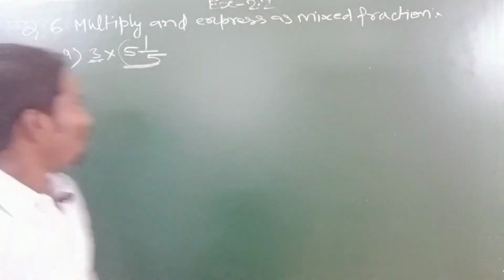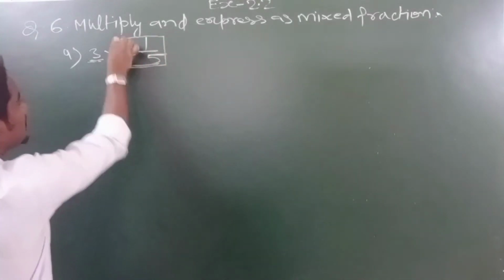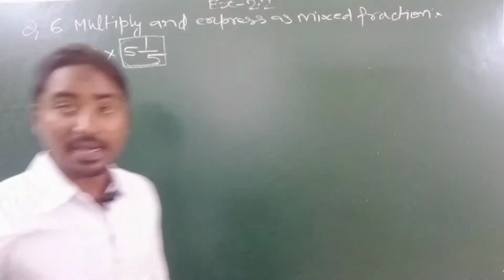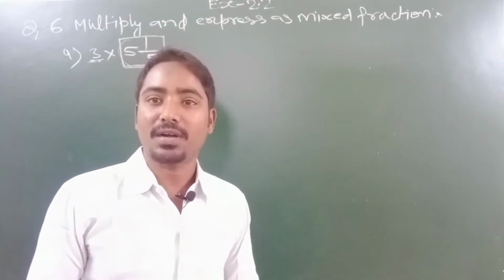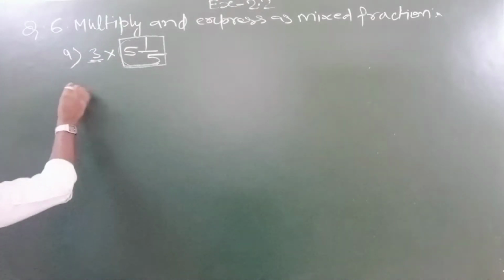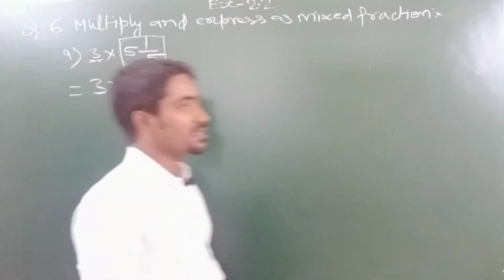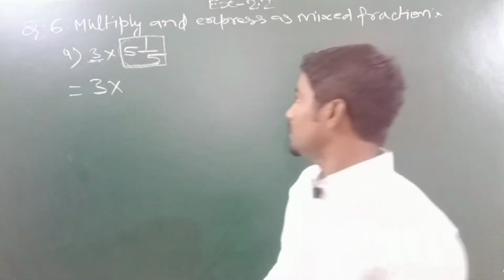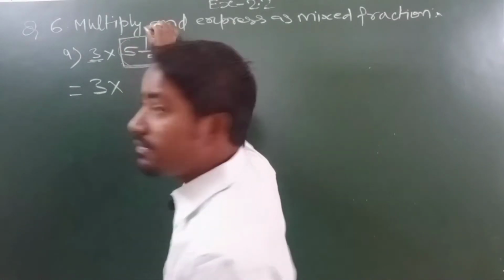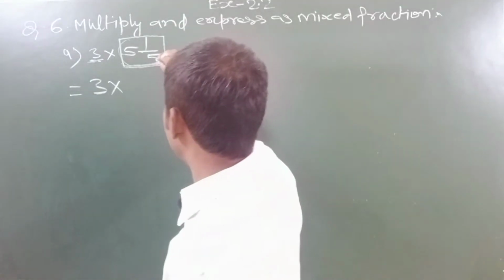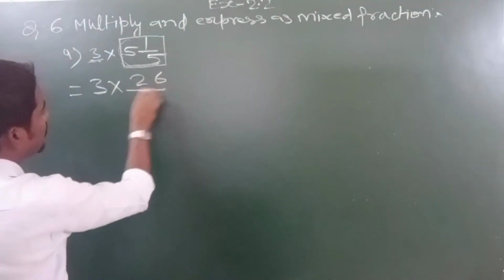Okay, now what will happen? See, first we will convert this mixed fraction into a simple fraction. क्या करेंगे हम? पहले इस मिक्स्ड फ्रैक्शन को सिंपल फ्रैक्शन में कन्वर्ट करेंगे. ठीक है, so followed by equal to sign, 3 into, now if you change this mixed fraction into a simple fraction, how will it change? We will multiply these two, and then we will add the numerator. So 5 5s are 25 and 1, we will have 26 upon 5.